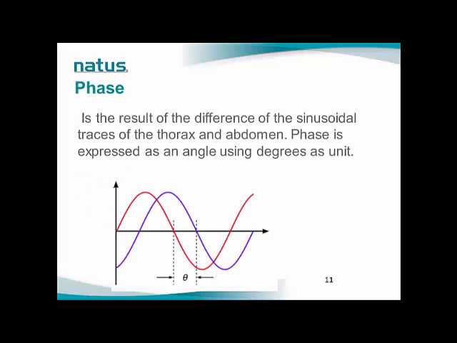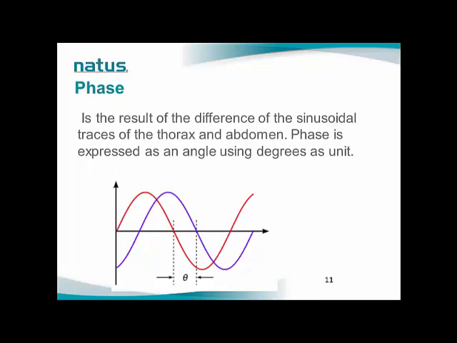Phase is the result of the difference of the sinusoidal traces of the thorax and abdomen, and it is expressed as an angle using degrees as the unit. The total values for phase shift between abdomen and thorax can mathematically vary from 0, that is total synchronicity, up to 180 degrees, that is complete paradoxical out of phase breathing.